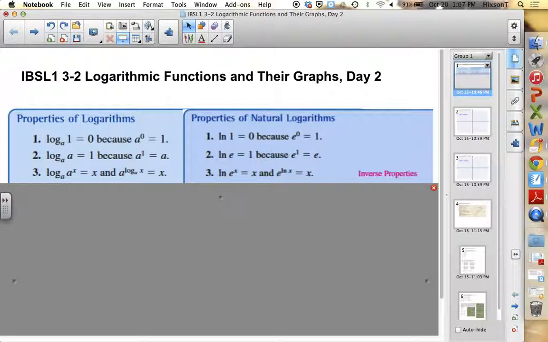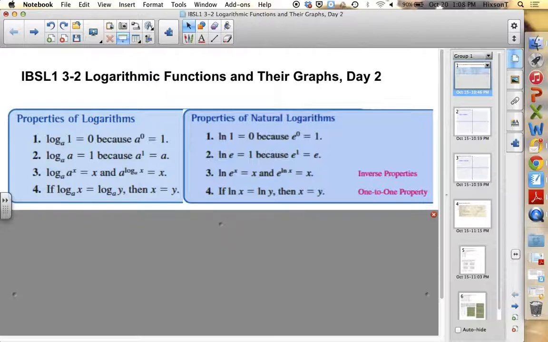The last one here, you might look at it and just think, well, duh, of course that's true. But really, the last one here, it's what's called a one-to-one property, and that's what makes the inverse not just an inverse, but an inverse function. Remember, we had that term one-to-one before. The inverse function is because if two logs are equal and their bases are equal, then what you're taking the log of has to be equal.